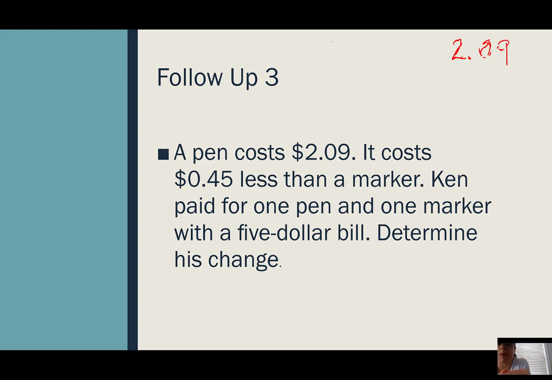So to find the price of the marker, we got to take the price of the pen and add 45 cents. So when I do that, see, I lined it up by place value. In the hundredths place, 9 plus 5 is 14. I regroup the 1. 1 plus 5 is 5. So the marker costs $2.54.